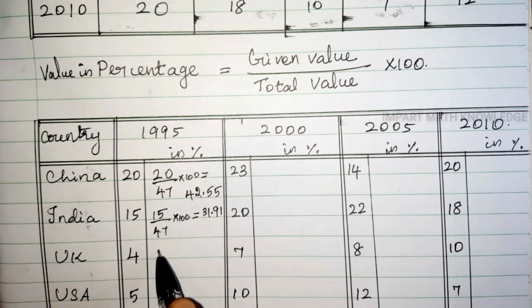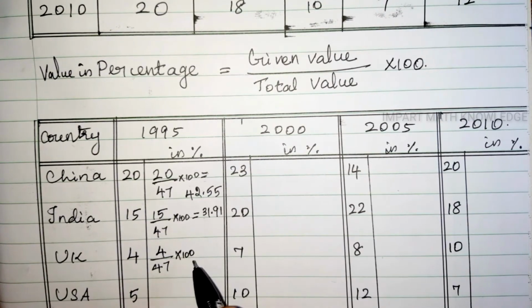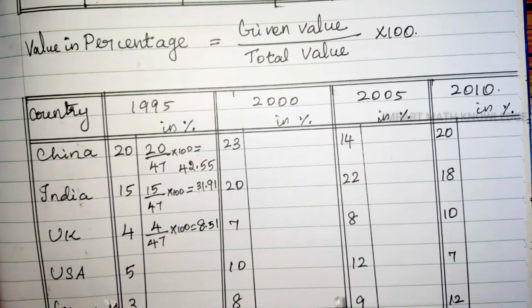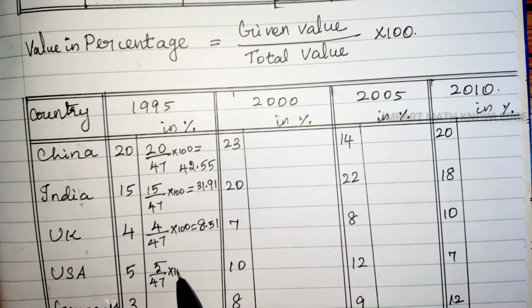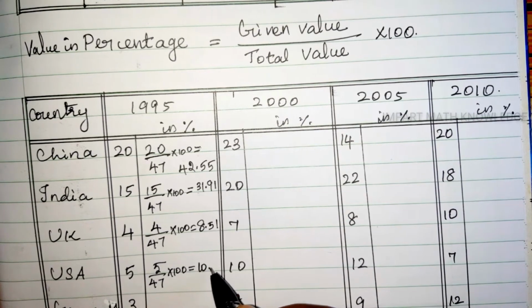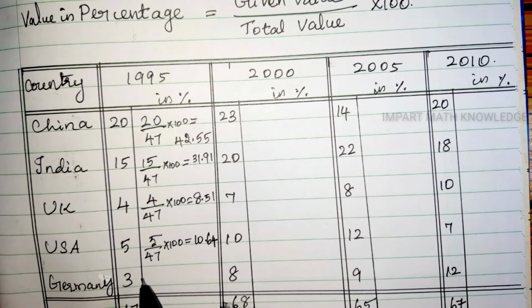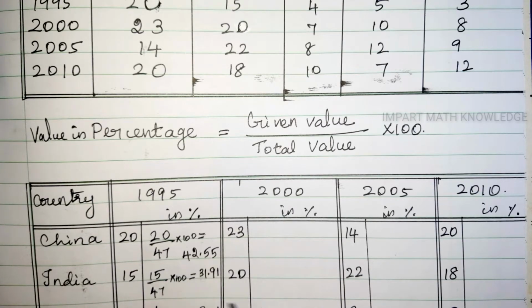UK, the birth rate is 4. 4 divided by total into 100 is 8.51. And for USA, 5. 5 divided by total into 100 is 10.64. And for Germany, the birth rate is 3. 3 divided by 47 into 100 is 6.38. Now for the year 2000, the birth rate for China is 23.